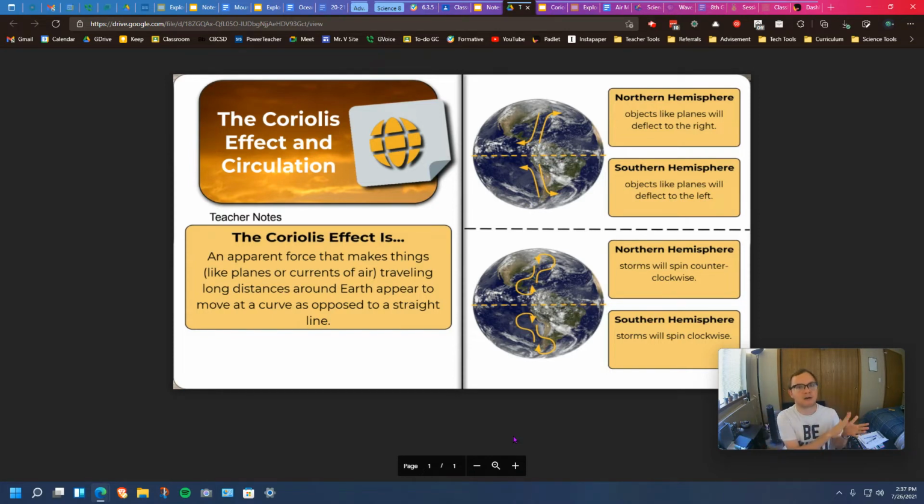Okay, so it's an apparent force that makes things like planes and currents of air traveling long distances over Earth appear to move in a curved line as opposed to a straight line. And you're probably thinking, what are they talking about? So what's actually happening here? We know the Earth is rotating, right? If I am sitting on the Earth, I'm actually rotating with the Earth right now. You don't even notice it, because it's just something that we're attuned to. But right now we're moving, because the Earth is spinning, and that's how we talked about in the previous video, that's how we get our day and our night cycle.